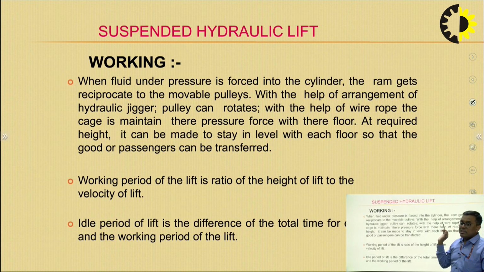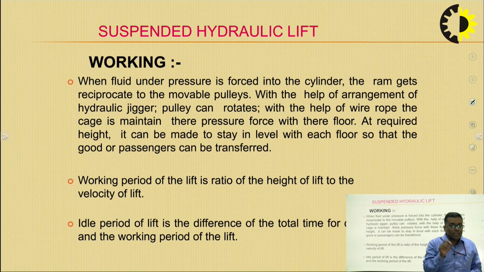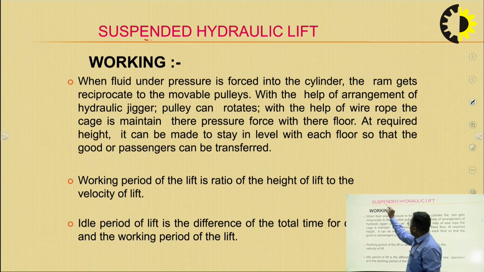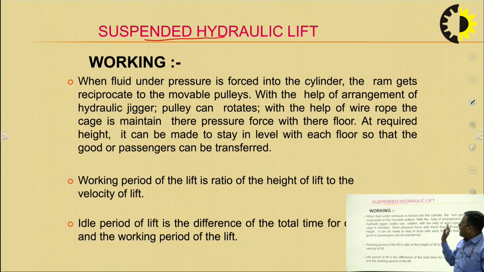Another one is the suspended type. In this suspended type hydraulic lift, the fluid is not directly pushing the ram. It means it is pushing the piston, but not directly to the cage or the floor which is moving up and down. Then by the name it must be very clear, this is the suspended hydraulic lift. And suspension of what? Suspension of wire, rope or pulley arrangement. So that is the basic difference between the direct hydraulic lift and suspended hydraulic lift.